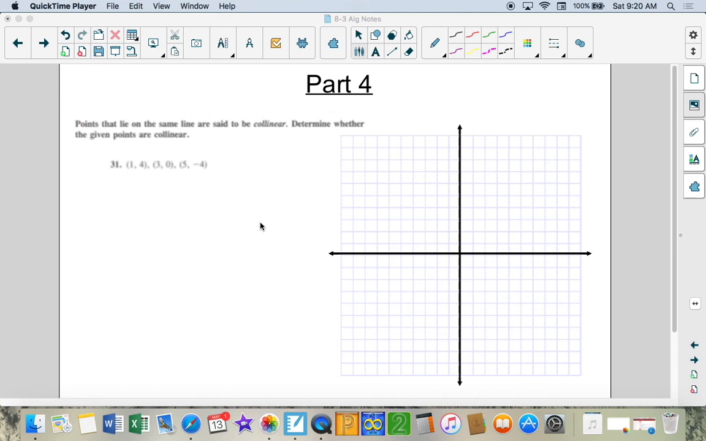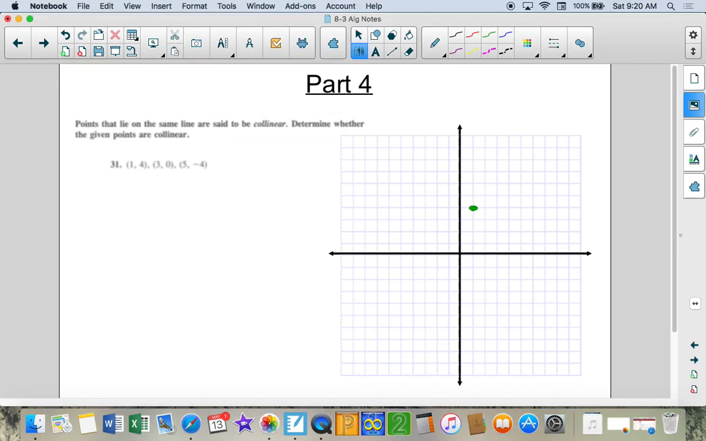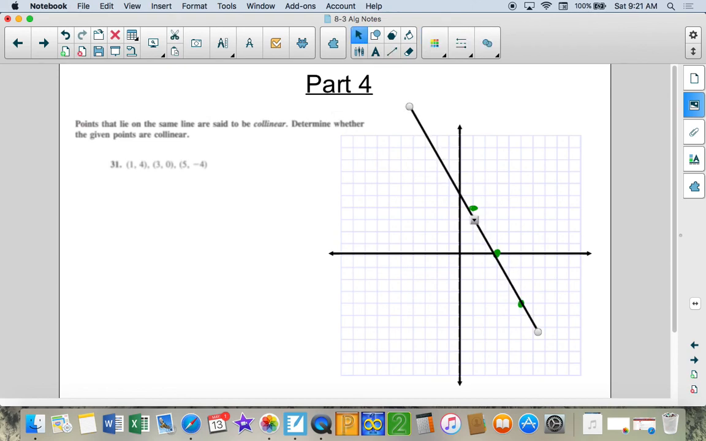1, 4. 1, 1, 2, 3, 4. 3, 0. 1, 2, 3, 0. And 5, -4. 4, 5, 1, 2, 3, 4. So can I connect the dots with a line? Do they connect all? Yeah, those are collinear. They all lie on the same line. A line can contain all 3 of those points.